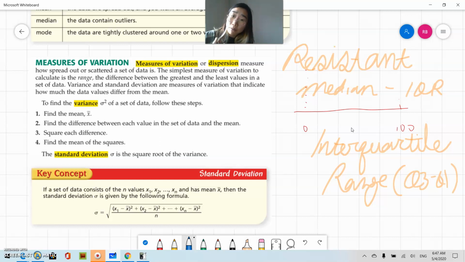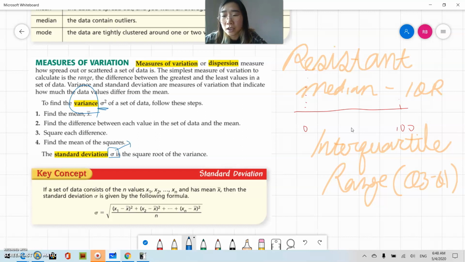The measurements that are not resistant are, well, three: variance, standard deviation, and range. All of these three measurements use individual data values instead of the position of the value, which is what the median is. It's a position, right? And so they are not resistant. So you only use them when your data is symmetric and unimodal. The relationship between variance and standard deviation is important because variance is the square of standard deviation.